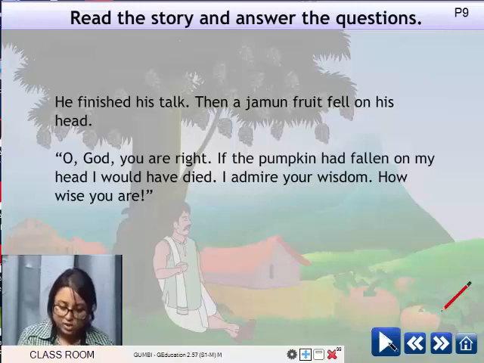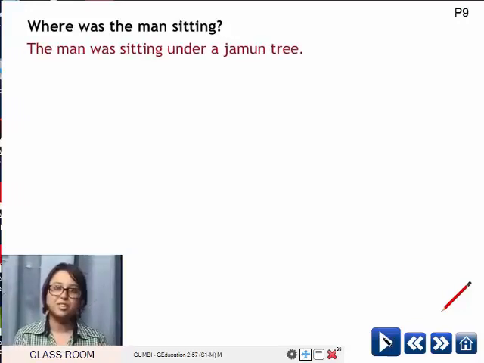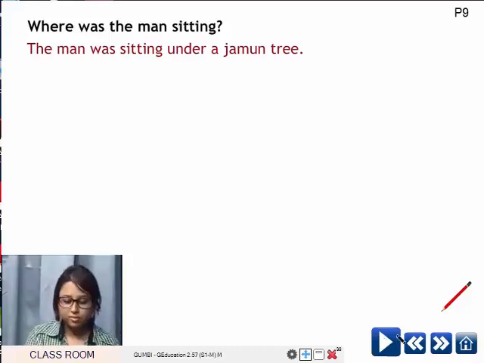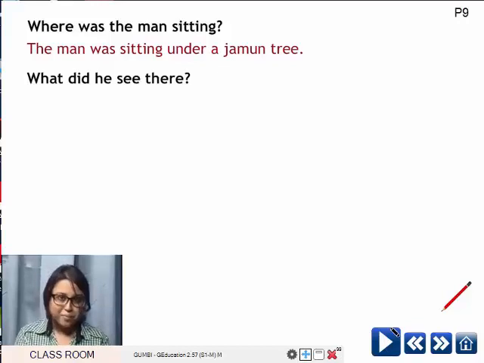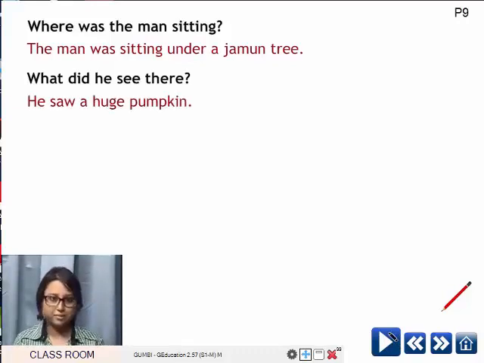Now you have to answer some questions on the story, and then we will identify assertive and exclamatory sentences. First question. Where was the man sitting? Very good. The man was sitting under a jamun tree. What did the man see there? Very good. He saw a huge pumpkin. You can repeat the answers after me.